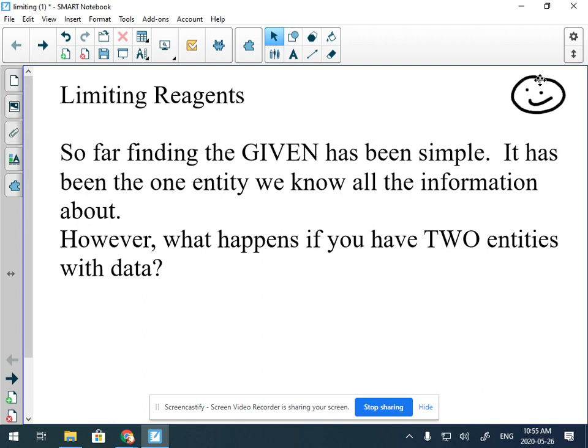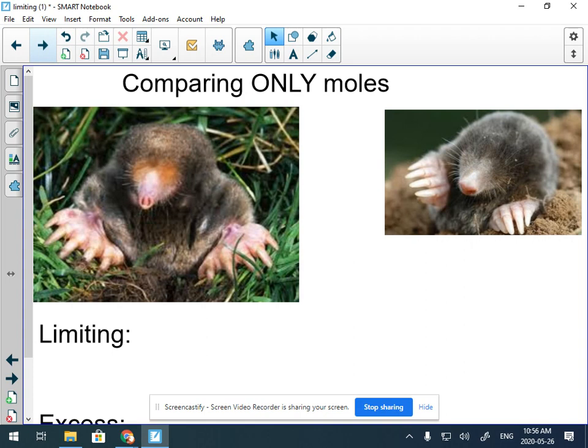I use the example like you are making sandwiches for a picnic, and there's lots of people, and you have 20 people, so you need to make 20 sandwiches. You've got 40 slices of bread and 7 pieces of cheese. You probably can't make enough cheese sandwiches for everybody. So cheese is your limiting reagent. In chemistry, the cheese is the moles. When compared fairly, when you have moles that run out, that is the limiting reagent.